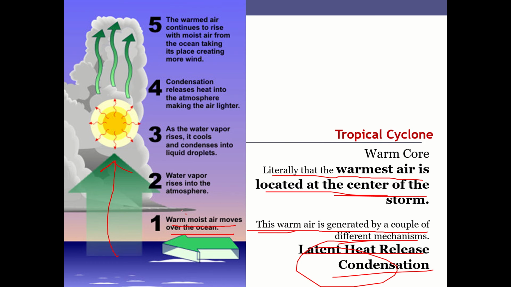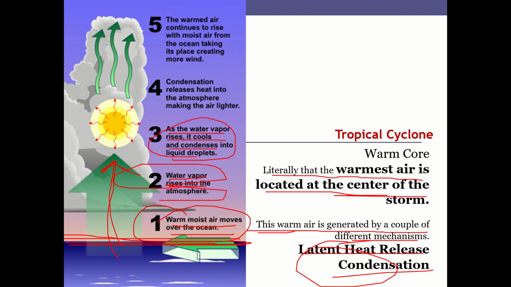The first thing is the surface of the ocean, or the water, is heated up. Warm moist air moves up. Water vapor rises into the atmosphere, and as the water vapor rises, it cools and condenses into liquid. That's the formation of the rains, the initial moisture. Because of the condensation, condensation releases heat. As a result, some heat is released.